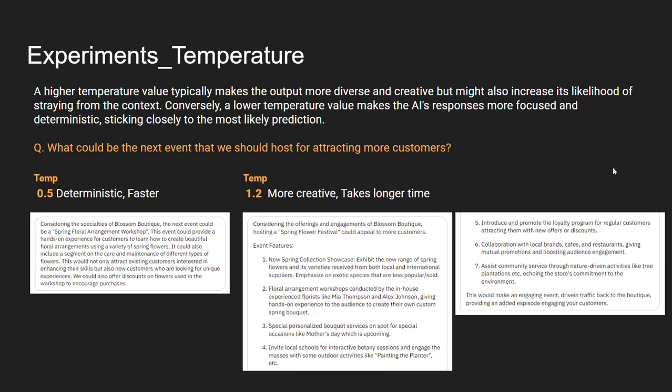Next, I experimented with varying the temperature setting in response to the question, what could be the next event that we should host for attracting more customers? At a temperature of 0.5, the answers were fast and deterministic. However, at a temperature of 1.2, the responses were longer and more creative, but took longer to generate.